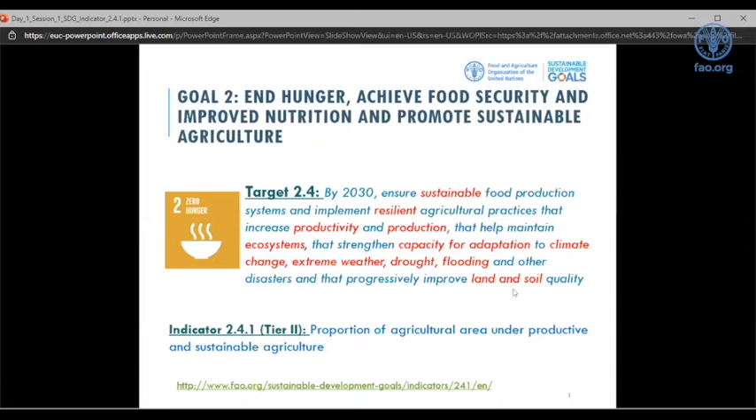The indicator that was submitted to the Interagency and Expert Group on Sustainable Development Goals, or IAEG SDG, and was approved in March 2015, is proportion of agriculture area under productive and sustainable agriculture. Now, the indicator is now tier 2, which means that the methodology of the indicator has now been approved and endorsed, with further refinements undertaken in the biodiversity indicator in 2019. However, in general, data is not available or partially available.